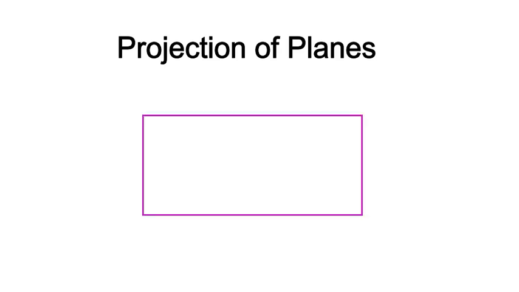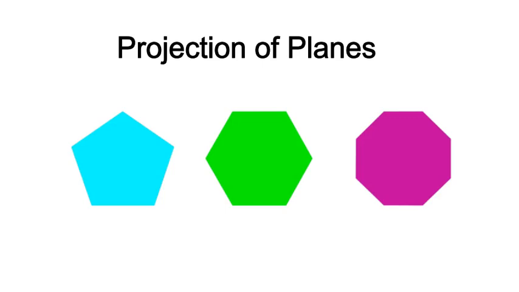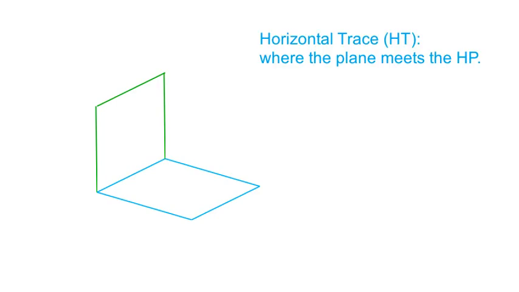Projection of planes. Now let us talk about planes. A plane is a flat surface like a rectangle, square, circle, or polygon. It has no thickness. In projection, we often talk about two important terms. Horizontal trace HT, where the plane meets the HP. Vertical trace VT, where the plane meets the VP.